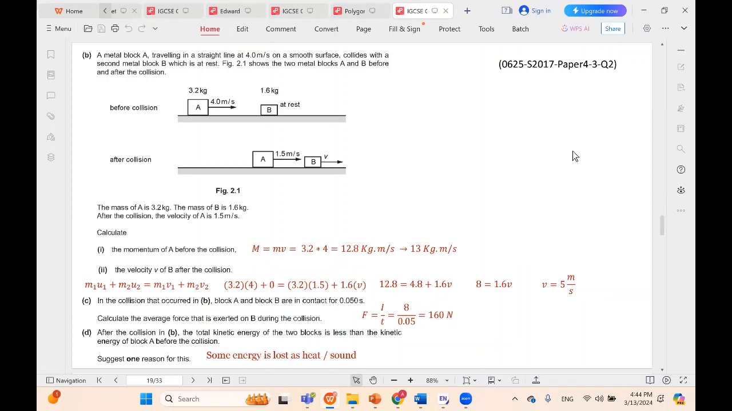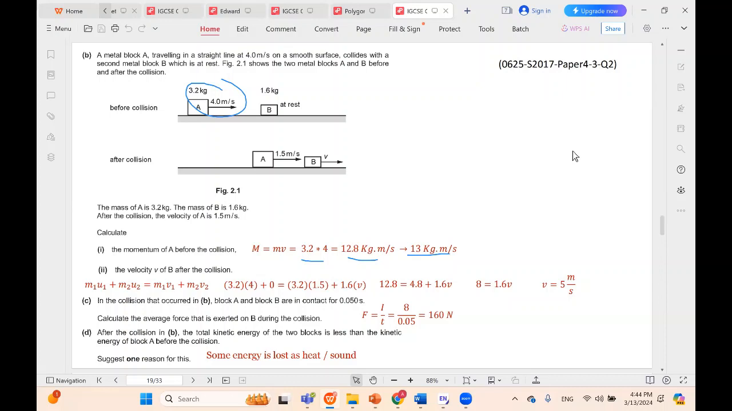The momentum of A before the collision is quite simple. We have to multiply the mass by the speed. 3.2 and 4 are already given before the collision here. Of course, this gives us 12.8, or approximately 13 kilogram meters per second.